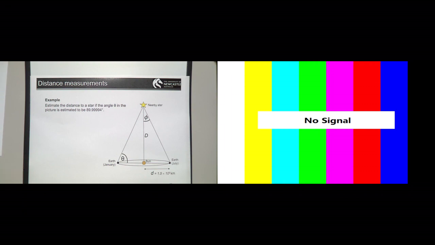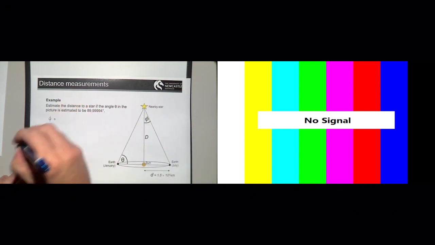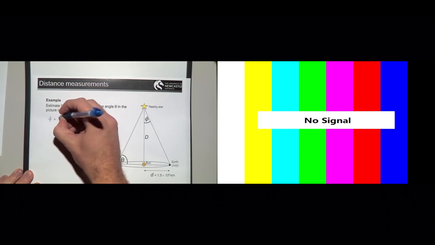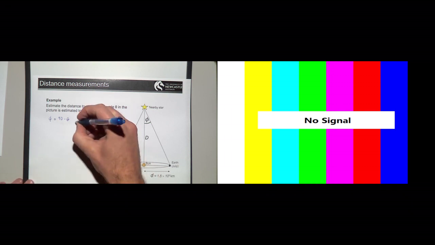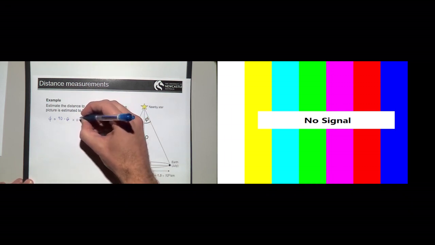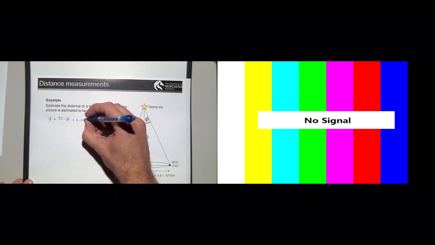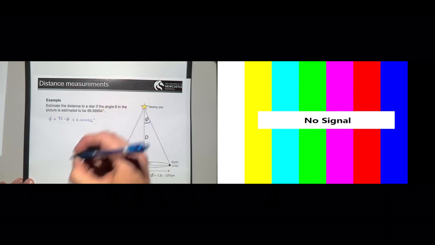So I guess the first thing I'm going to do is to calculate phi. So phi would just be 90 minus theta, right? Since the angles of a triangle add up to 180, and we've got a right angle in there. So that means that phi is 0, and then we've got to get the right number of zeros, 0.00006 degrees.